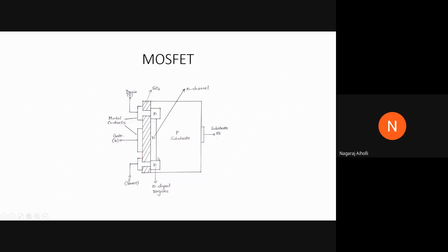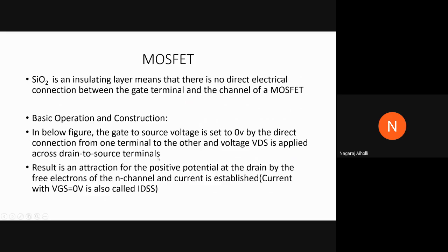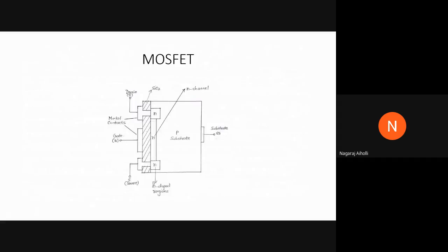Silicon dioxide is an insulating layer, right? So insulating layer means there is no direct electrical connection between the gate terminal and the channel of the MOSFET. There is less direct connection between the gate terminal and the N channel, because there is a silicon dioxide insulating layer present between the gate and the N channel.